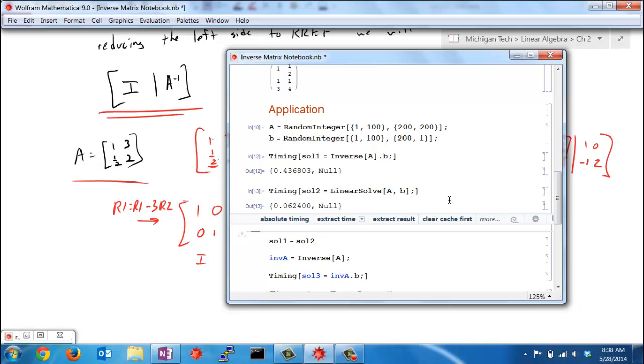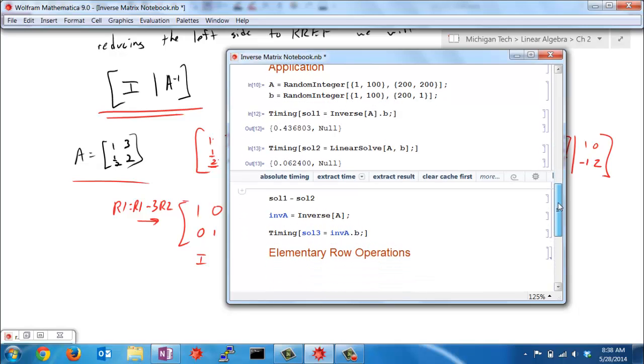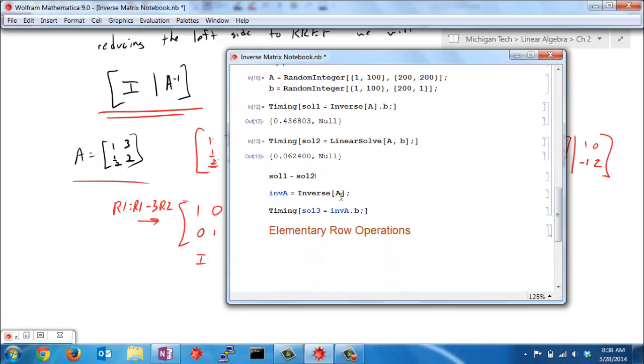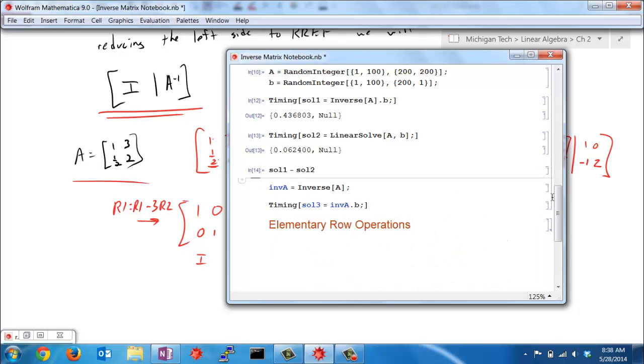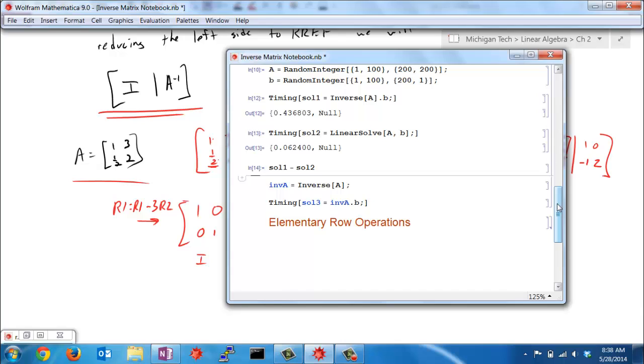Now, of course, we want to make sure that we're getting the same answer here. So all I've done here is subtract those two values. If I take solution 1 and subtract solution 2, what should I get? A whole bunch of zeros. All right, so I really am getting the same result here, just a much faster way. So why would we ever calculate the inverse then? What's the point? There's really two different points.